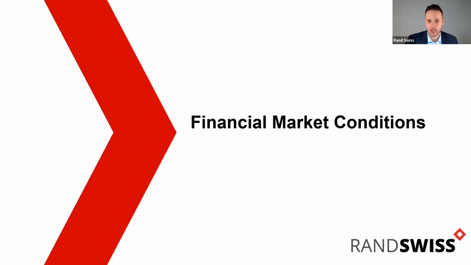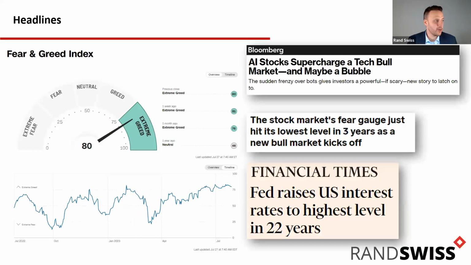So let's look at the financial market conditions currently. The first thing is markets are looking a little bit hot, in my opinion. You look at something like the Fear and Greed Index. It's a wonderful index. It does the put-call ratio, the volatility index. It's a gauge of sentiment. And you can see that markets over time should swing between fear and greed. Right now, we're in extreme greed.